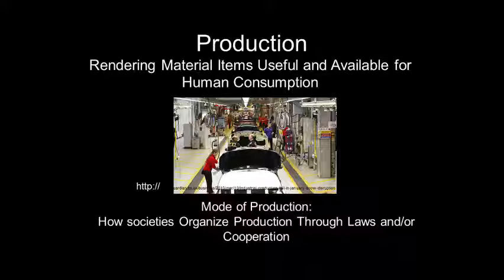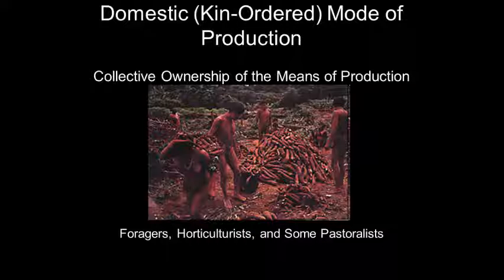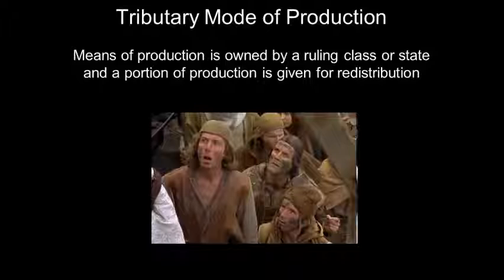And modes of production are just the way that societies organize how they make things, either through laws or through cooperation. The first type of mode of production is domestic mode of production. This is usually tribal societies, bands. It's called domestic or kin-ordered because everything is done usually within a family or within a house or within the tribe itself. There's collective ownership of all the resources, the gardens, anything that's used to make things. This is usually among foragers and horticulturists, and among a large amount of pastoralists.